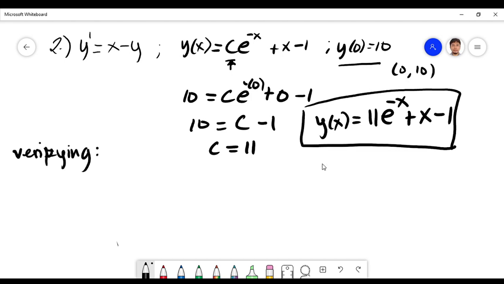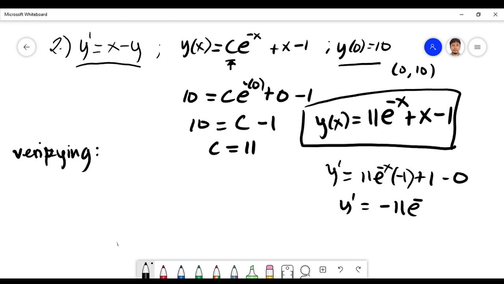So to verify, we just have to substitute this particular solution back to our differential equation. What we need is the value of y prime. y prime equals 11 e raised to negative x times negative 1 plus 1 minus 0. So y prime is just equal to negative 11 e raised to negative x plus 1. We substitute it into our differential equation.